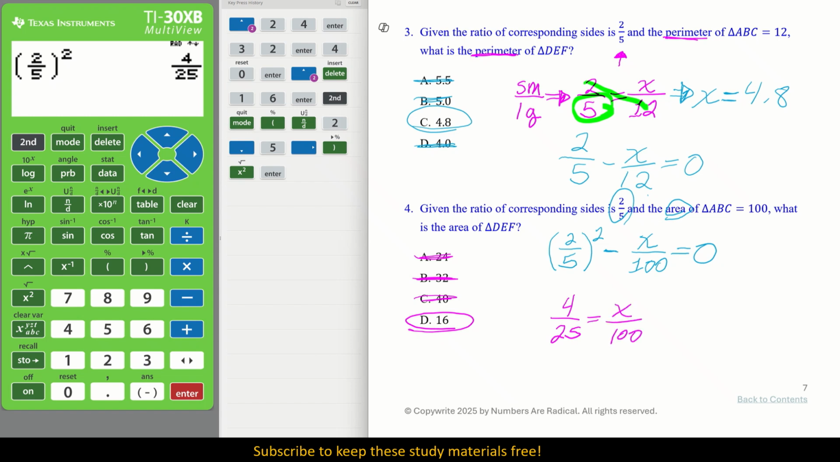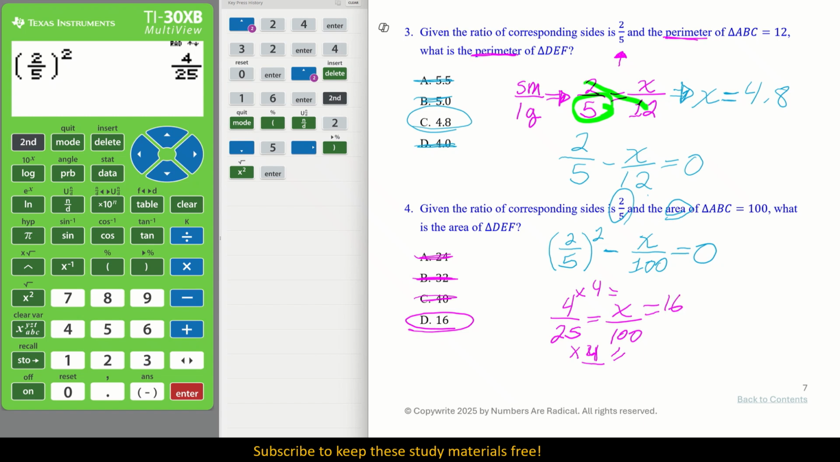Well, looking at this very quickly, I see another way to get what we need besides a cross multiply and divide by the coefficient. You could just simply ask, what did I have to multiply 25 by to get 100? Well, of course, that was 4. And if you multiply the denominator times 4, the numerator would also be multiplied by 4. So 4 times 4 would be the 16, correct?